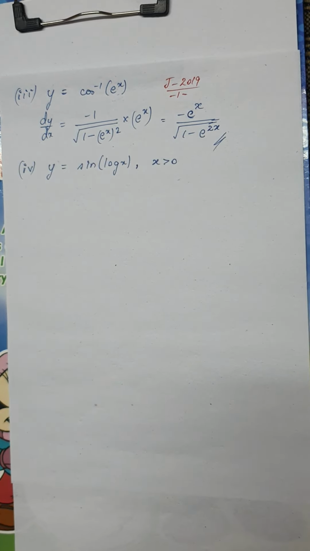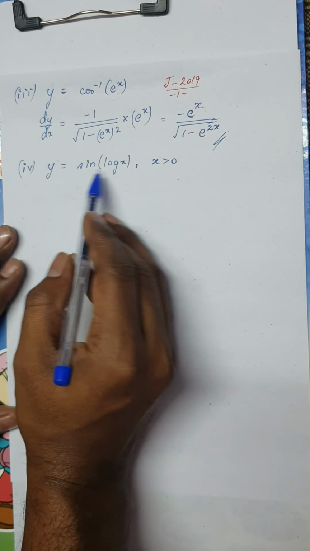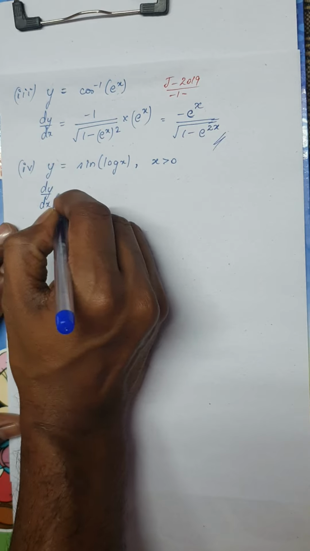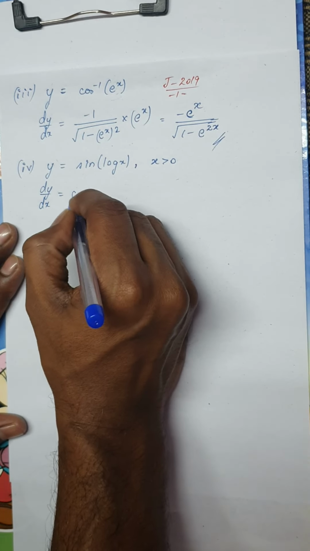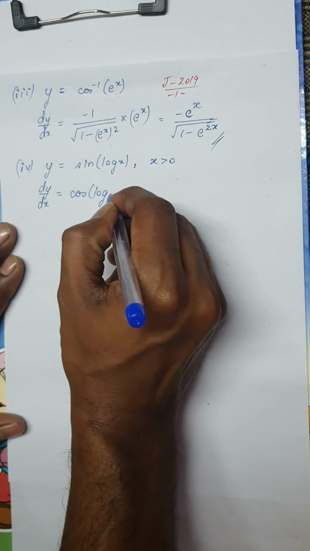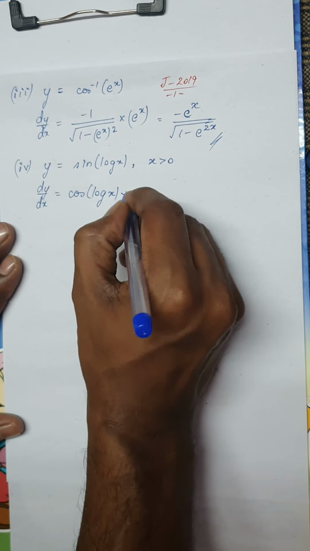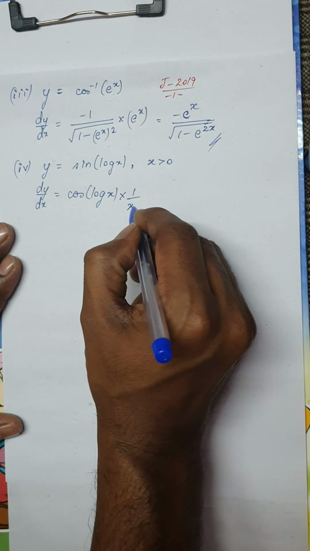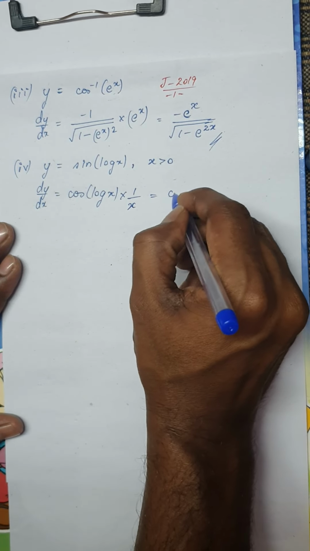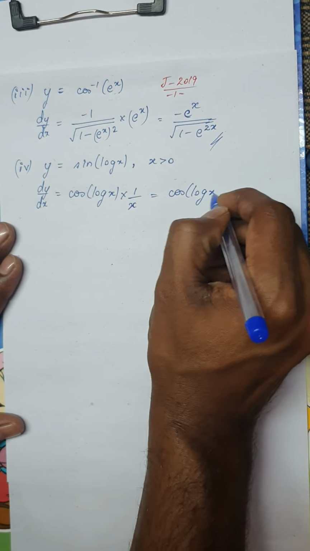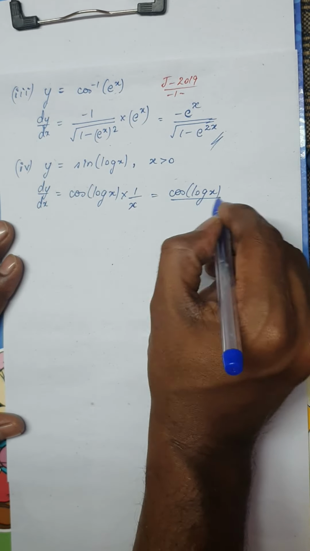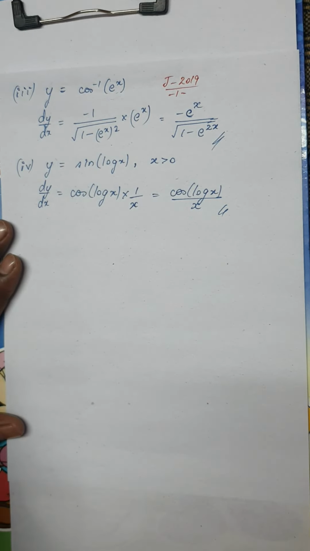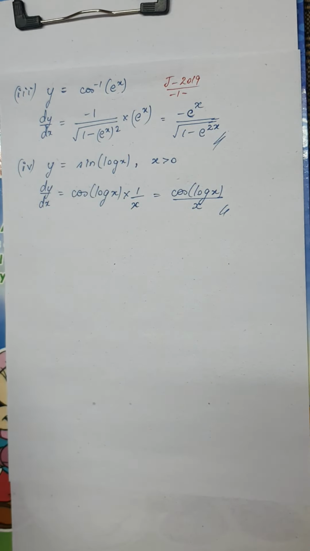The next question I have is y is equal to sine of log x. So dy by dx is nothing but, what is sine of f of x? We know the derivative of sine is cos. So cos of f of x into the differentiation of log x. What is the derivative of log x? This is nothing but 1 by x. So it can be written in a simplified form as cos of log x divided by x. Very simple. You can easily write the derivative of this form.